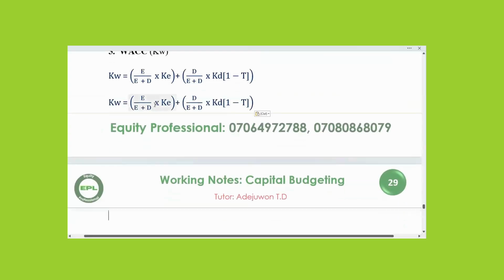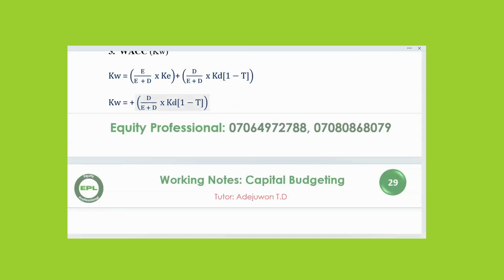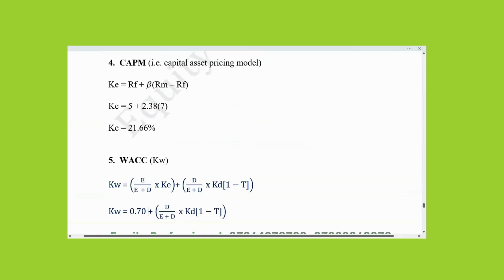Okay. So according to the question, we are told that the debt equity proportion of Telemundo is 30%. Debt is 30%. That means equity is 70%. 70% is the same thing as 0.70 multiplied by cost of equity. We calculated cost of equity of 21.66%. That is for the left. Plus the one on the right-hand side.